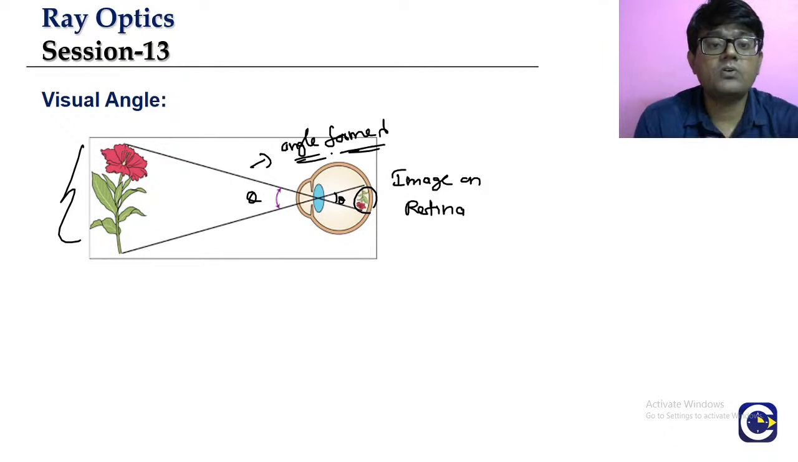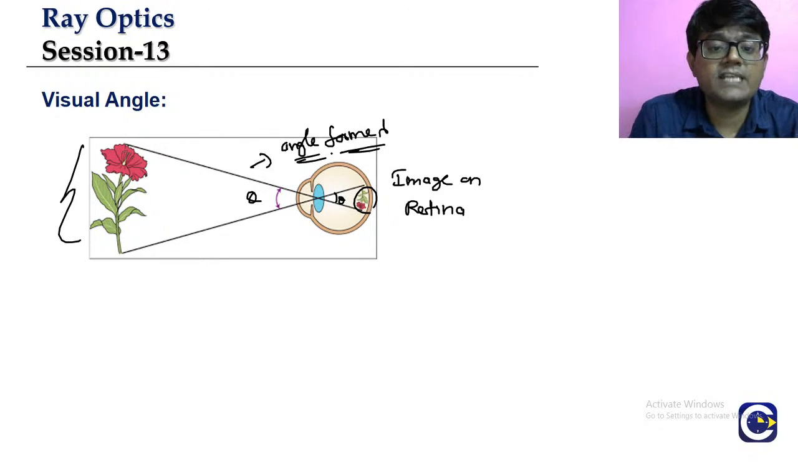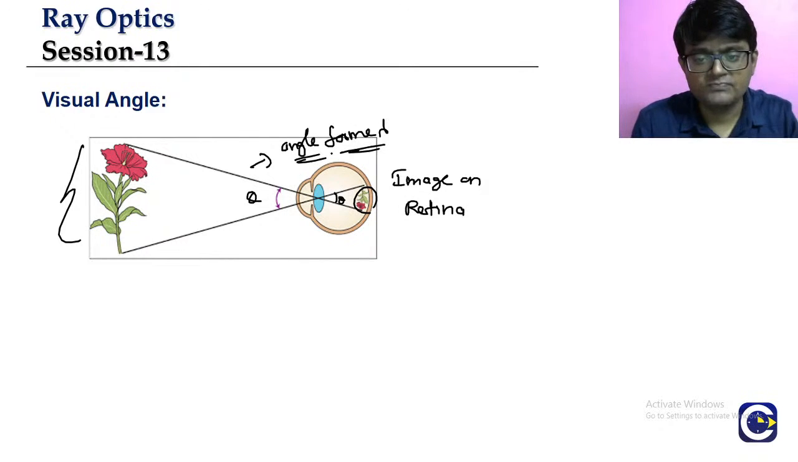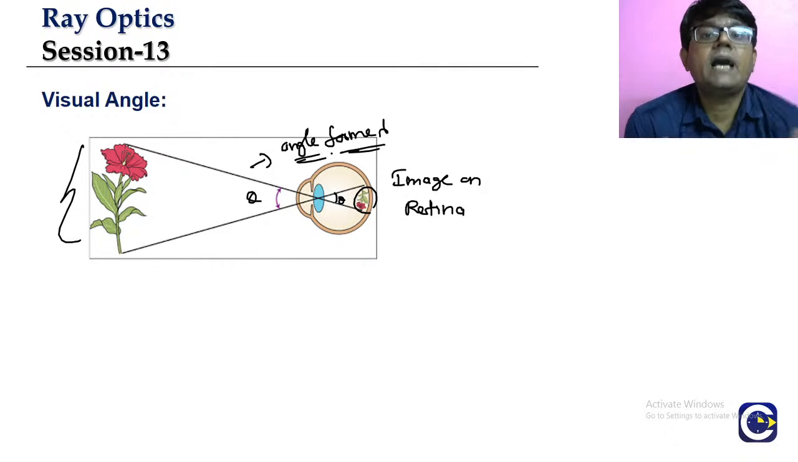It is not about the actual size of the object. The actual size of the object may be anything, but when we say view of that object, the view is represented by the visual angle. So when the visual angle is more, it means we will be able to see better, because the image on the retina will be large. That is what matters. So the visual angle value needs to be high.